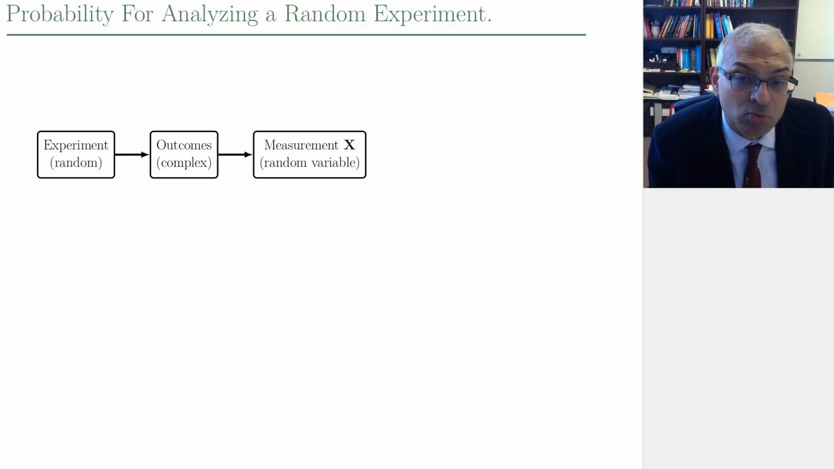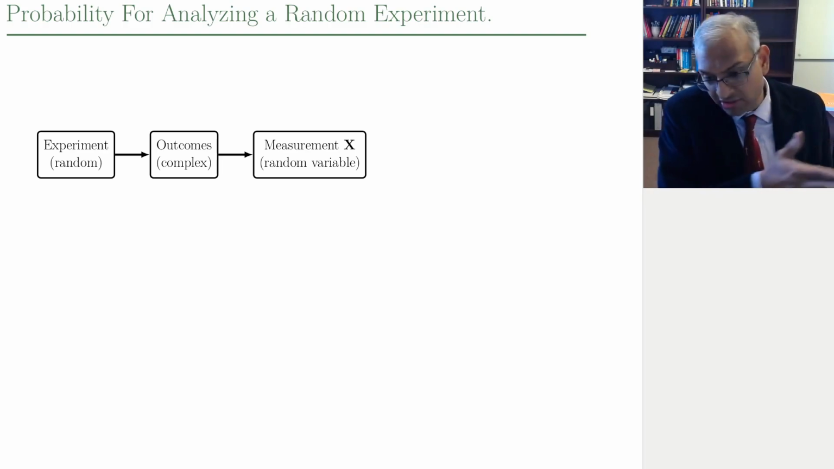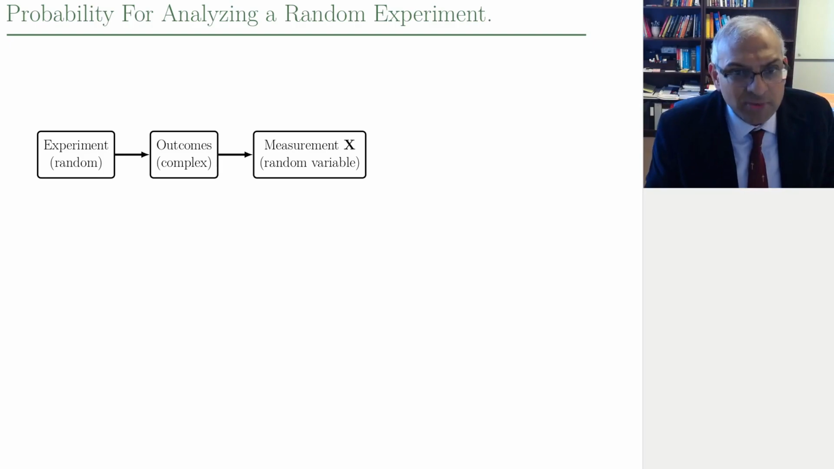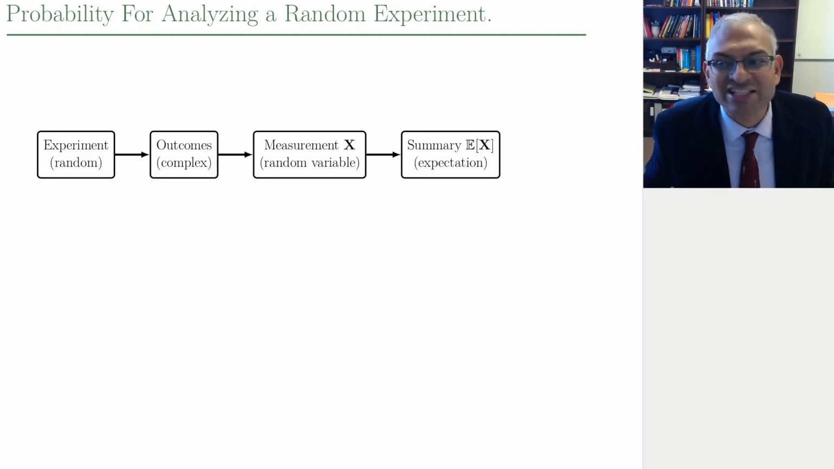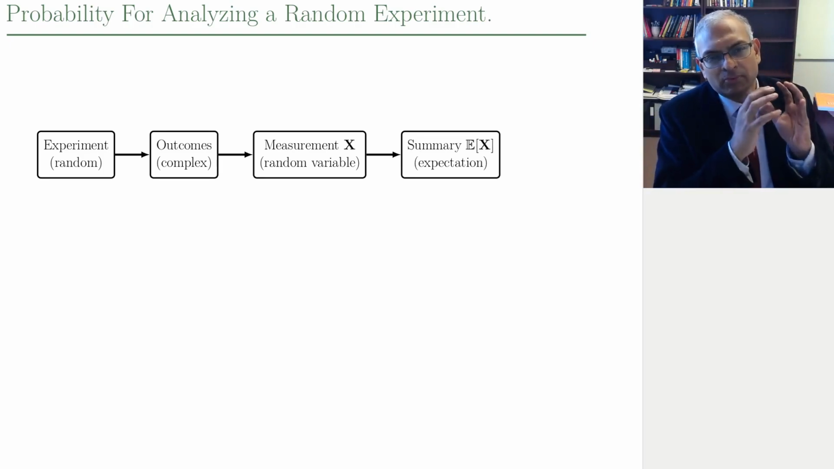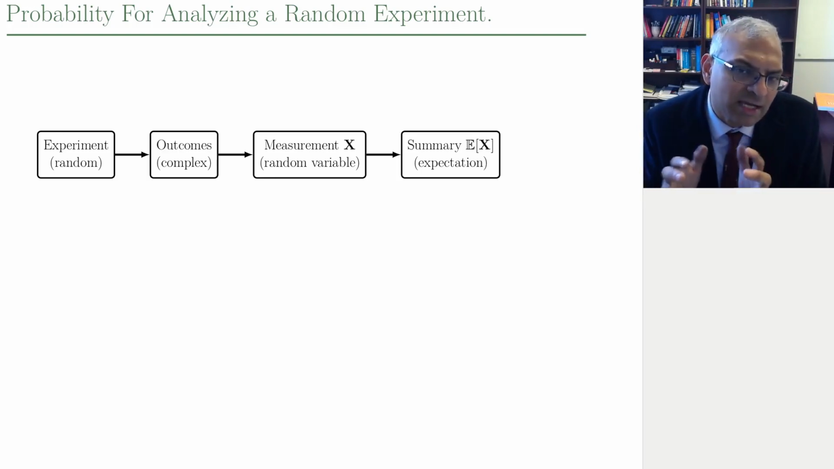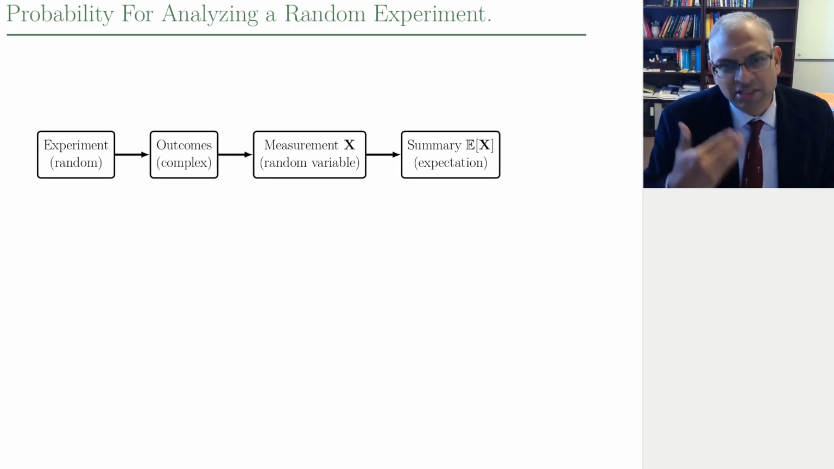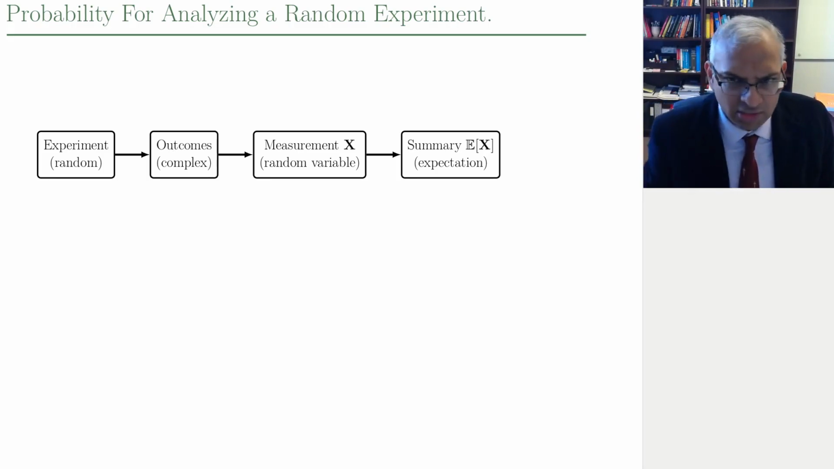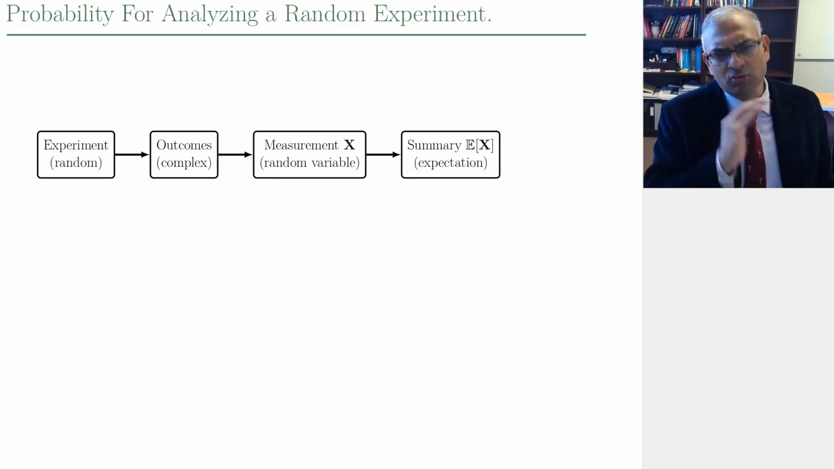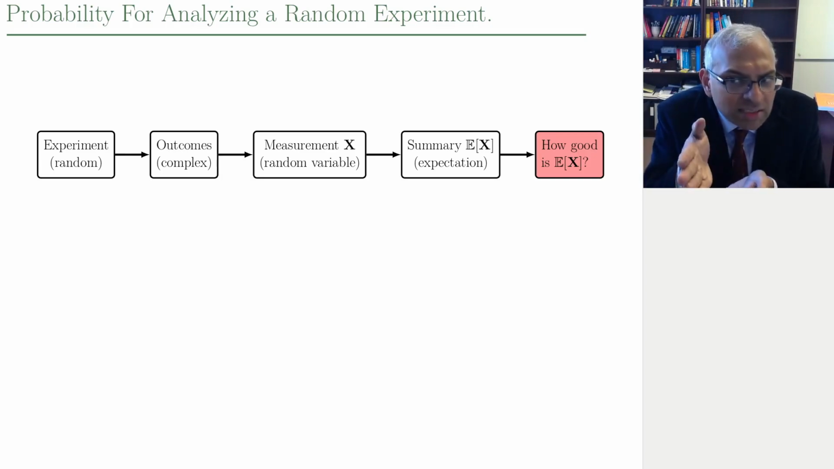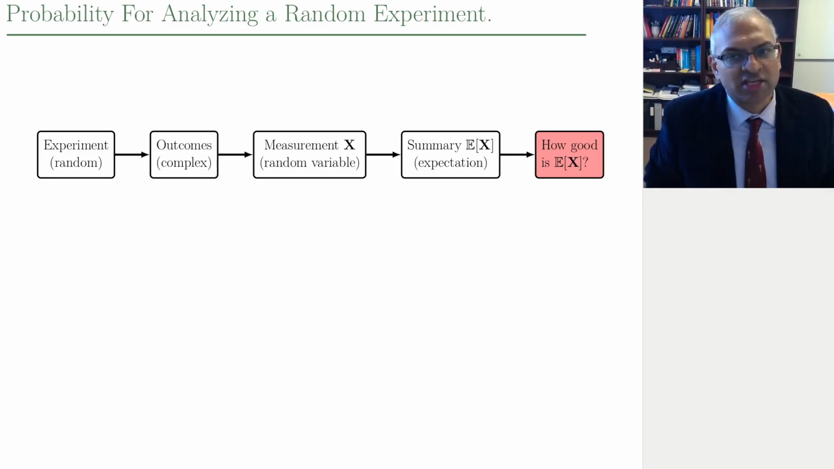And then we summarized even more. We said, the random variable has all these possible outcomes and all these probabilities associated with each possible measured value. Can we summarize that? We summarize that in the expected value. So what's going to happen if you run the experiment many times, take the measurement many times, and then average those? In some sense, what do you expect to happen in the experiment when you run it and measure the quantity of interest? And that's the expected value. And how good is that? How good is that at summarizing the outcome of the experiment? That's what we're going to study today. How good is the expected value or mean at summarizing the outcome of the experiment?